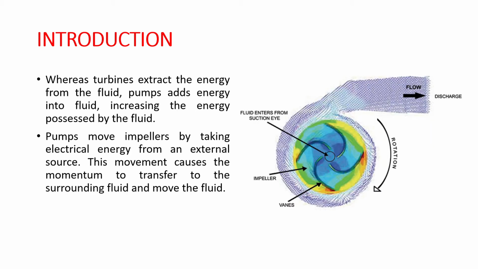Whereas turbines extract the energy from the fluid, pumps add energy into fluid, increasing the energy possessed by the fluid. The pump has been developed to transfer fluid from one point to another with a higher pressure energy level. So, a pump increases the energy of a liquid. A pump moves impellers by taking electrical energy from an external source. This movement causes the momentum to transfer to the surrounding fluid and move the fluid.